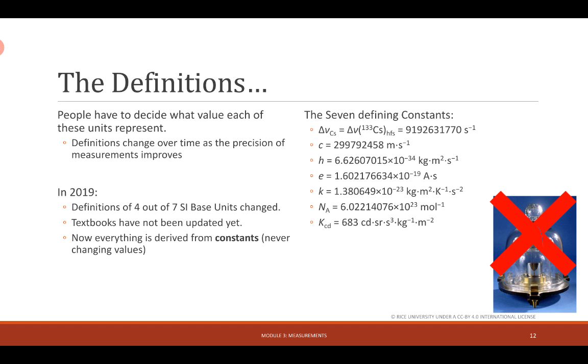Constants means never changing value. And so all of these constants are what the 7 base units are based off of, such as the speed of light, Planck's constant, elementary charge, and Avogadro's number.